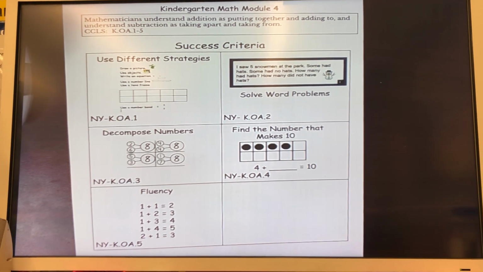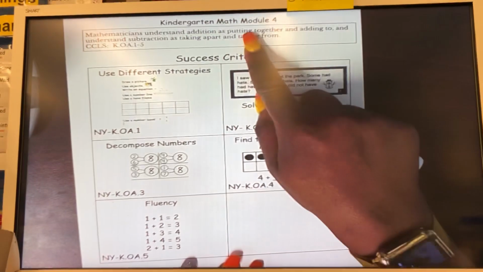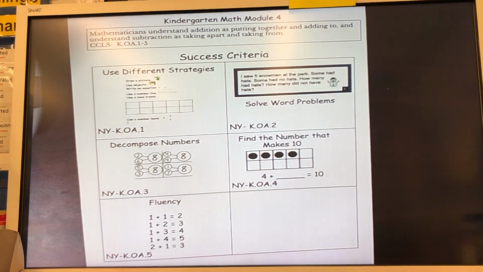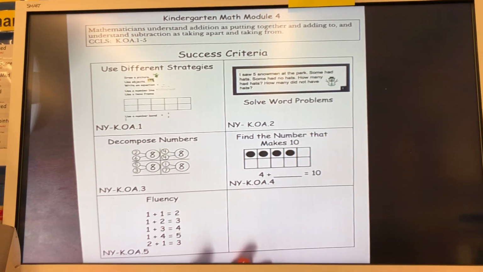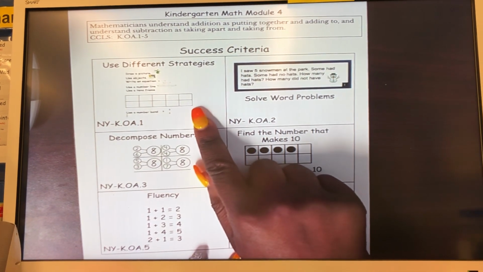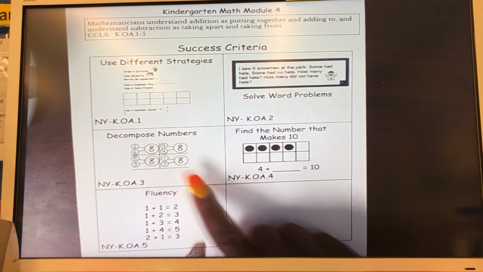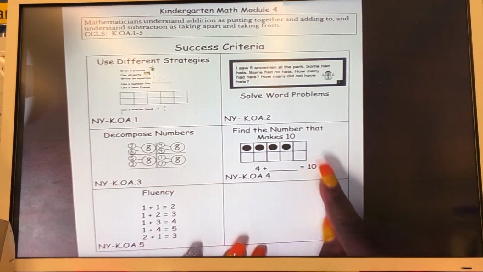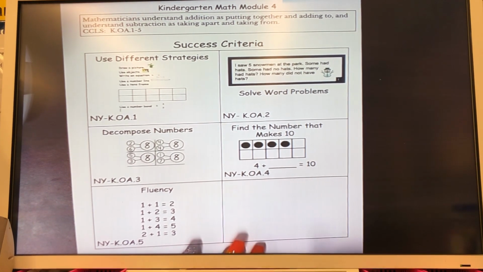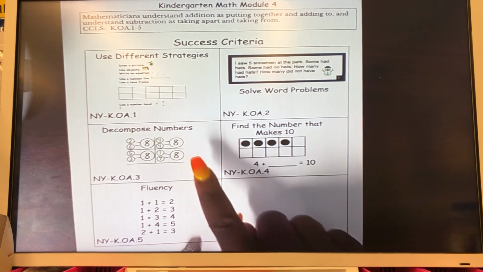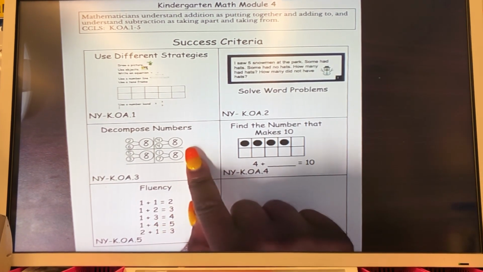Okay, boys and girls. So, as you know, we're in Module 4 of our math unit, and here are the goals that we're working on in this unit. We're working on using different strategies. We're working on solving word problems, decomposing numbers, finding a number that makes 10, and fluency. Today's lesson, we're going to be focusing on decomposing numbers.